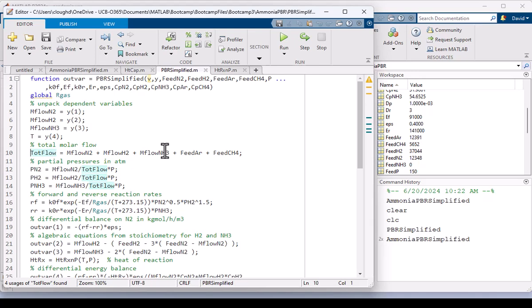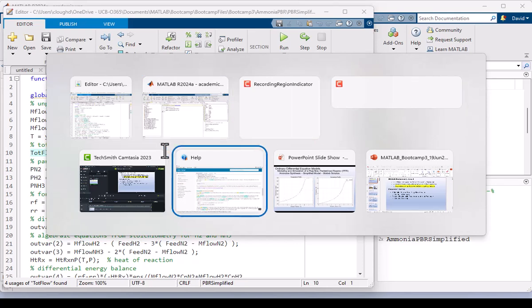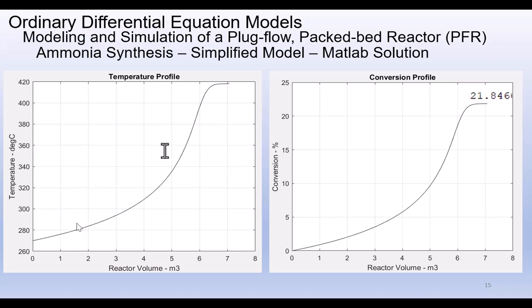And then we come back over to our slides here. This shows the results, and on the slide I also added what the actual conversion value was, as displayed over in the command window: 21.8%. So now, what we want to take a look at is how we would approach solving the full model and not the simplified model. So let's move on to that.